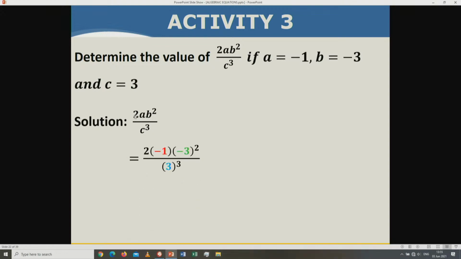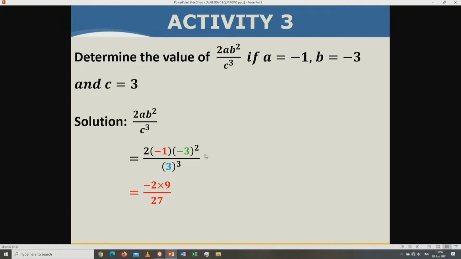We still have 2 as the coefficient, and then in place of a we have negative 1, in place of b that's negative 3 raised to 2 because b is raised to the exponent of 2, and then c is raised to 3, therefore the value of c will be raised to 3, which is 3 to the exponent 3. And then we just simplify.